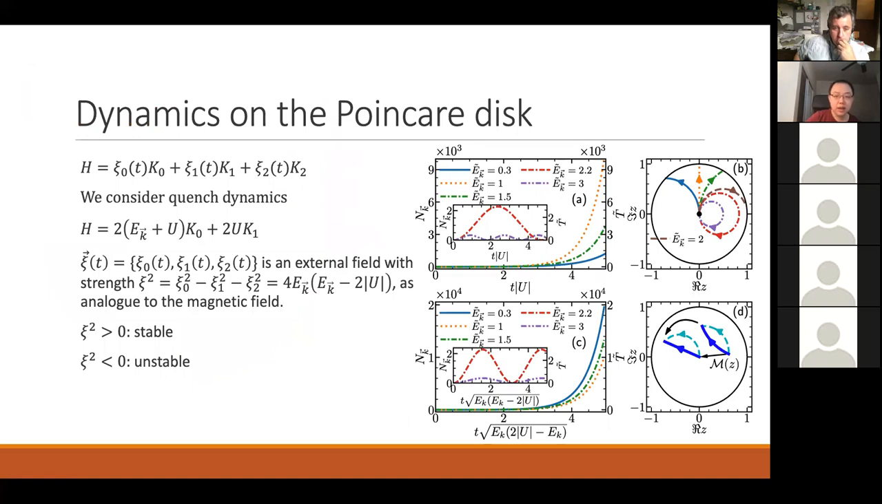So then we use this picture to study the dynamics of the Bose-Einstein condensates. So actually we are considering a quench dynamic.